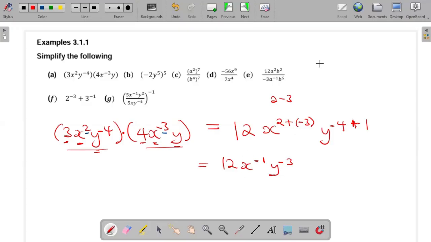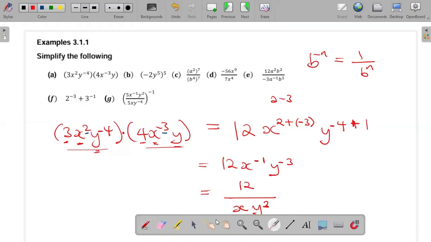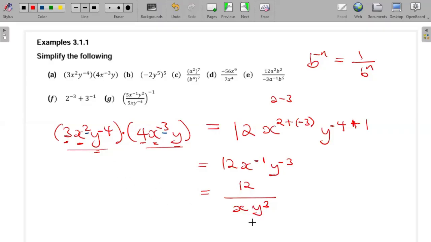Now, from the property we learned, that b to the negative n is just 1 over b to the n, this is going to be 12 remaining there, but x, because it is raised to the power negative 1, will be written as x in the denominator. And here, y to the power 3. Okay, so this is how you simplify. I don't know if there are any questions on how we've gotten to our answer.